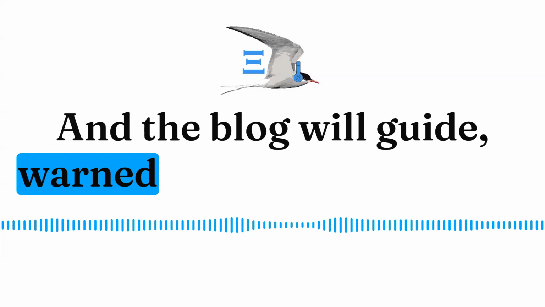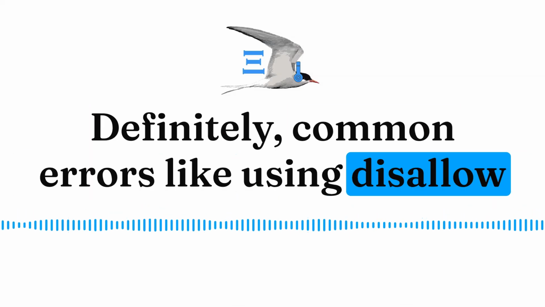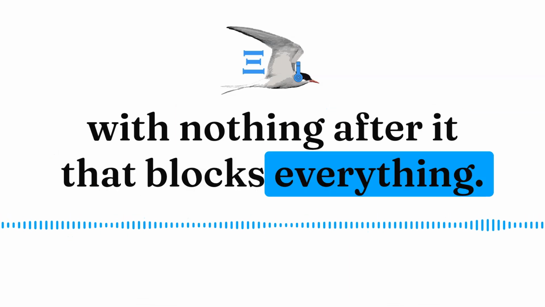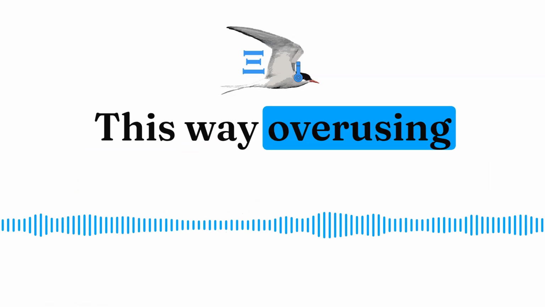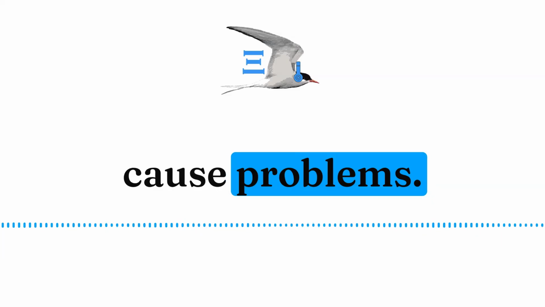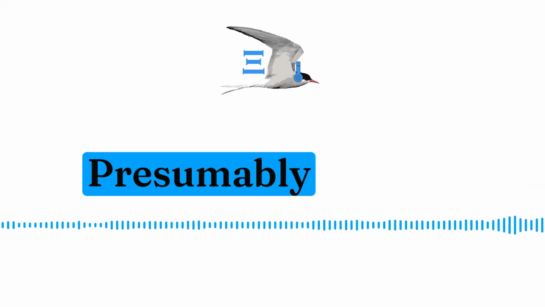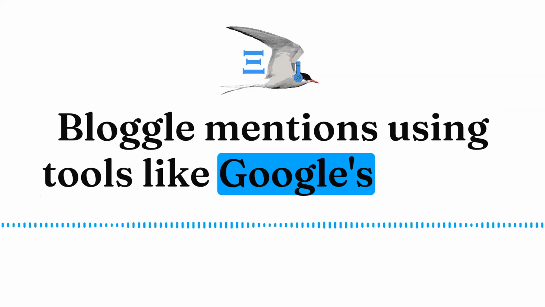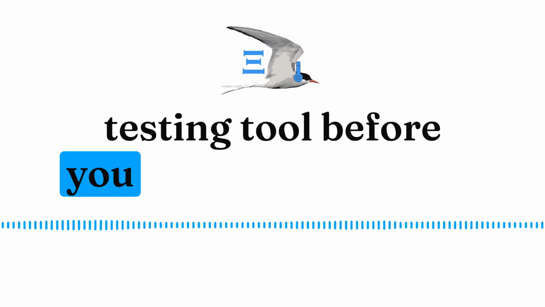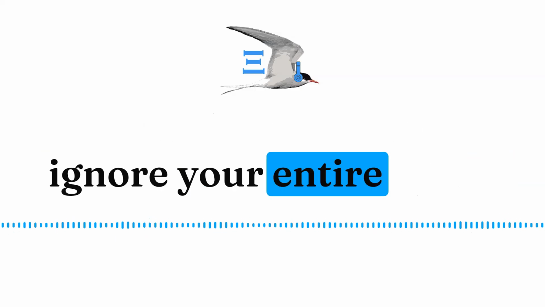And the Bloggle Guide warned about mistakes, too. Definitely. Common errors like using disallow with nothing after it that blocks everything, or, again, trying to hide sensitive pages this way. Overusing wildcards can also cause problems, or just forgetting to include your sitemap link. And testing is key, presumably. Crucial. Bloggle mentions using tools like Google's Robots testing tool before you push changes live. You don't want to accidentally tell Google to ignore your entire store.